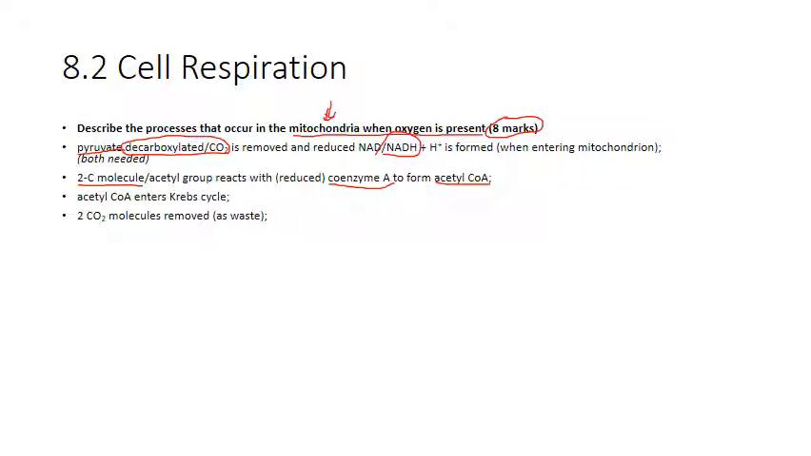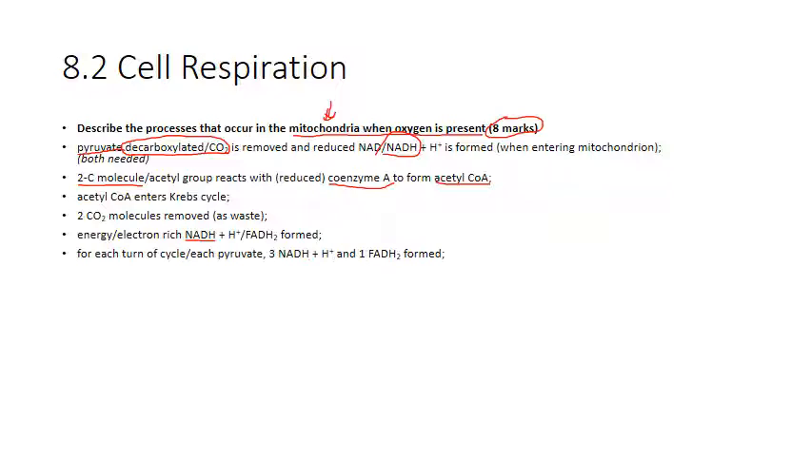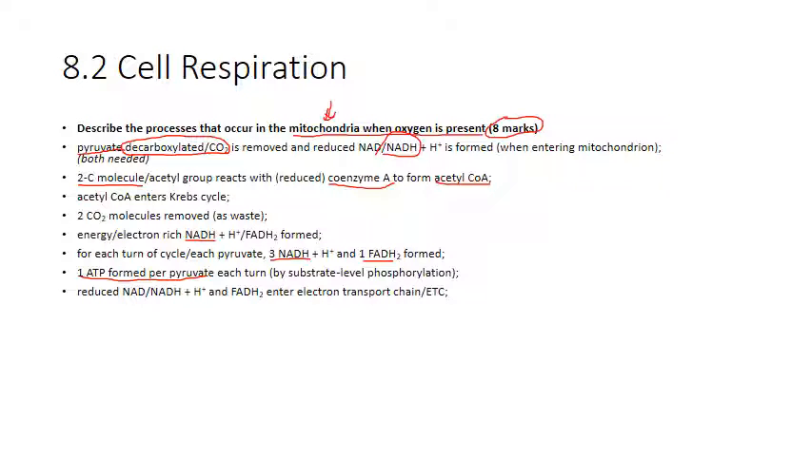2 carbon molecules are going to be removed as waste. Let's see, that NADH molecule is formed. I would have said reduced, but okay. For each turn of the Krebs cycle, you're going to produce 3 NADHs and 1 FADH2, and 1 ATP per pyruvate, or per turn of the Krebs cycle. That's fine. And then those reduced NADHs or FADH2s are going to move on to the electron transport chain.